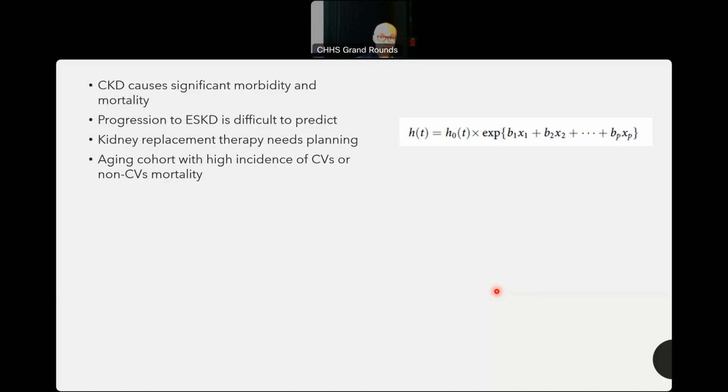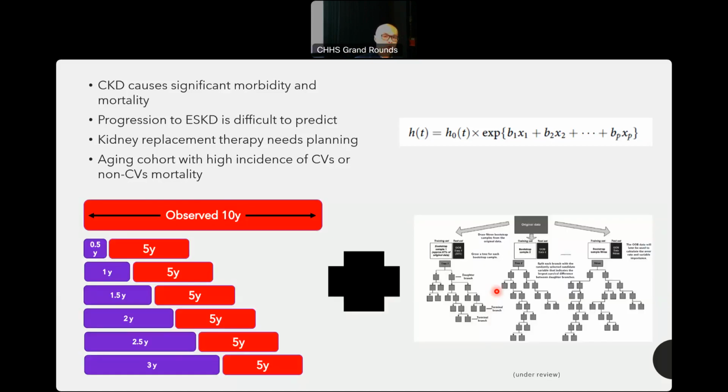of any predictors. Hence, in our project, we combine the landmarking approach and a machine learning algorithm called random survival forest. Let me give you a snapshot of what the method is all about. On the left, that's the image of the landmarking approach. With the landmarking approach, we create multiple risk groups, and we try to predict.